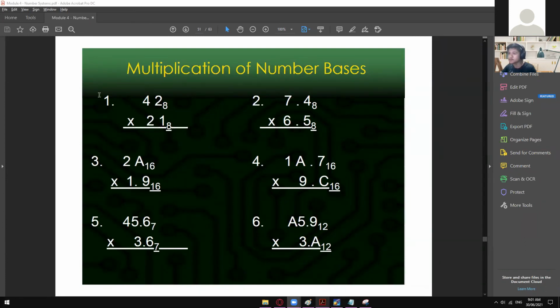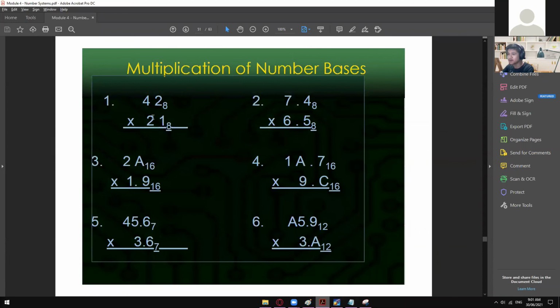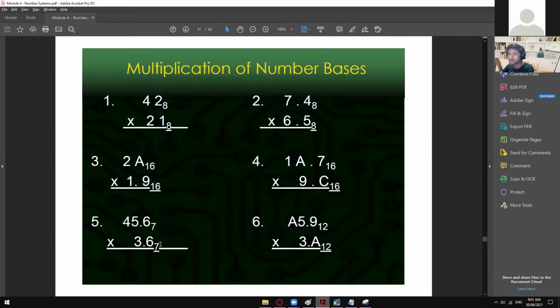Okay. So I will not answer the others anymore since they are super long. As long as you know the conversion from octal to binary, base 7 to binary, then you're good to go.